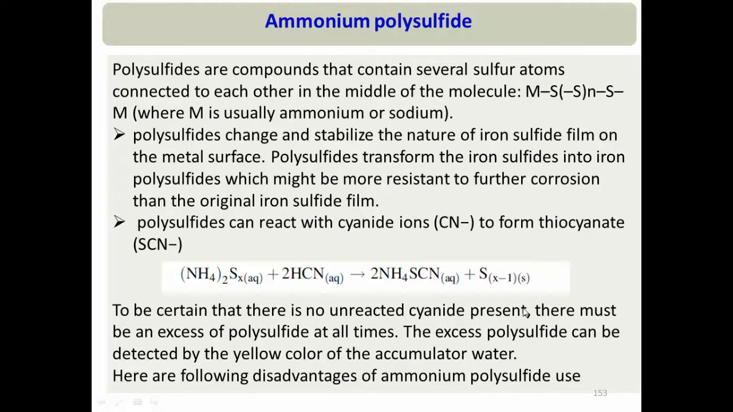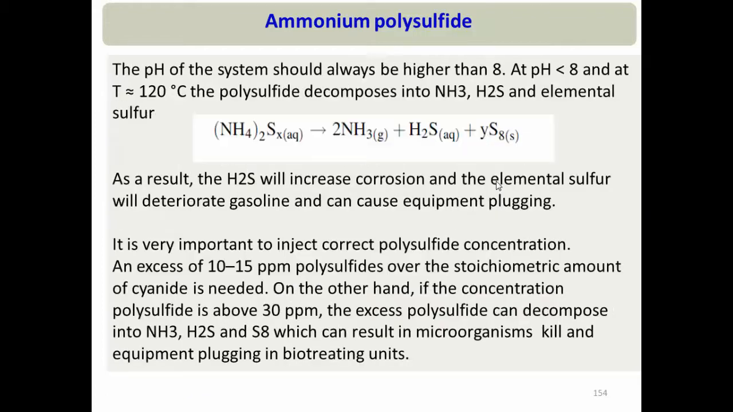So based on that, we should dose ammonium polysulfide in the FCC overhead section. Now there are some problems with ammonium polysulfide. One problem is that at lower pH, ammonium polysulfide decomposes into ammonia, H2S and elemental sulfur. We have already seen the problem with elemental sulfur, and H2S is again a problem. We have seen that it causes hydrogen blistering and all those problems.